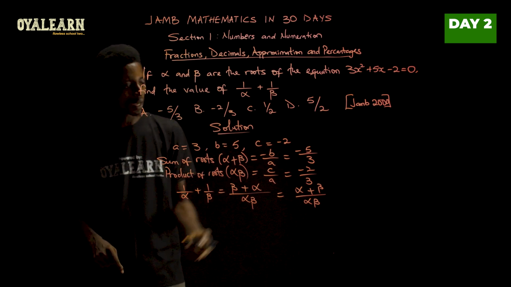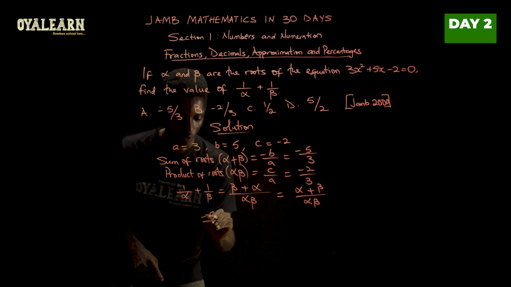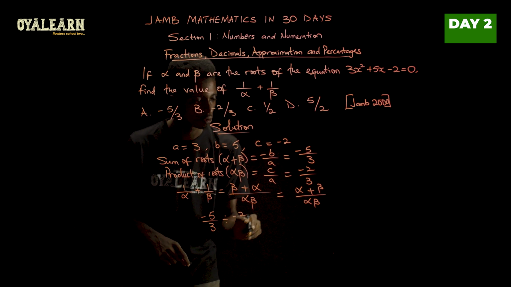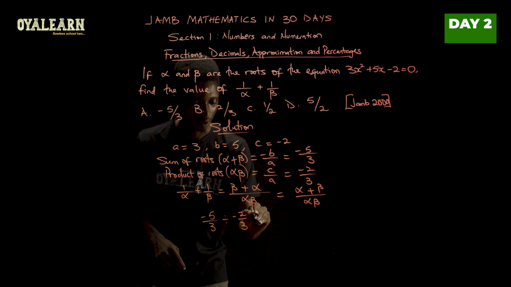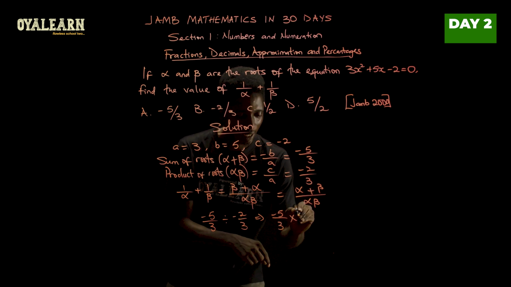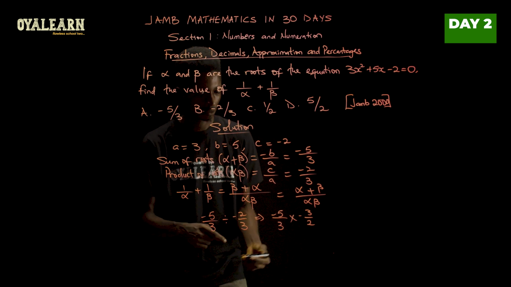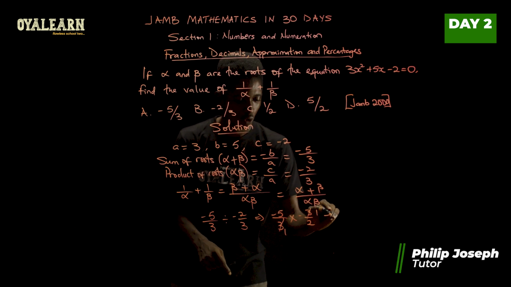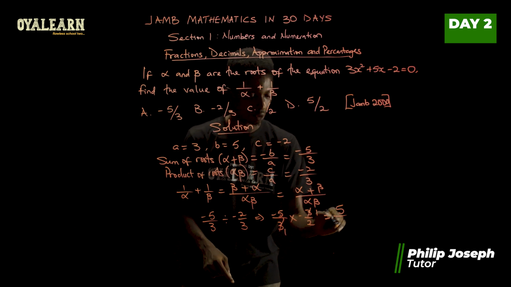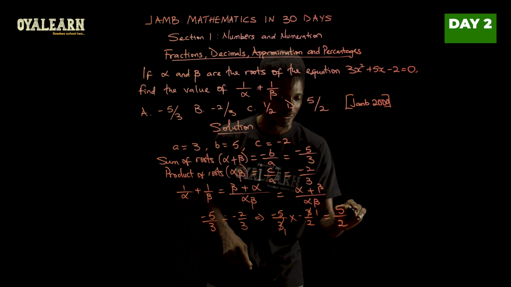Now let's solve. We have the sum of roots already, alpha plus beta, and that is minus 5 over 3, divided by the product of roots, which is minus 2 over 3. Now this can be written as minus 5 over 3 multiplied by minus 3 over 2. When you change the division sign to multiplication sign, you flip the other fraction. So here we see 3 over 1, 3 over 1. So what we have here is minus times minus, which is plus. So 5 times 1, 5 over 1 times 2. So the answer here is 5 over 2, giving the correct option as D.